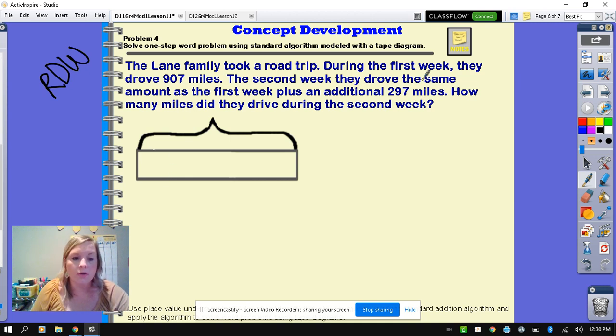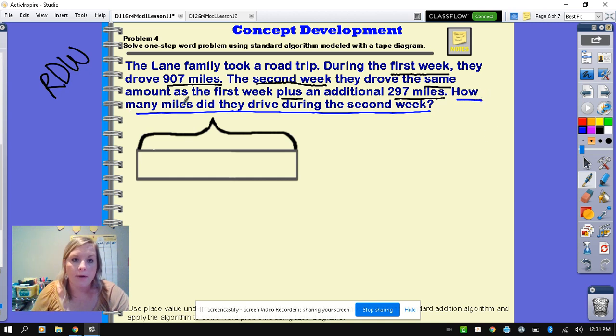Okay, I'm going to go through and underline some of the important things that we need to know. So during the first week, we know that they drove 907 miles. But in the second week, they drove the same plus 297 miles. Now, something that you have to be very careful about, and make sure you're answering the right thing, is it only asks how many miles did they drive during the second week?